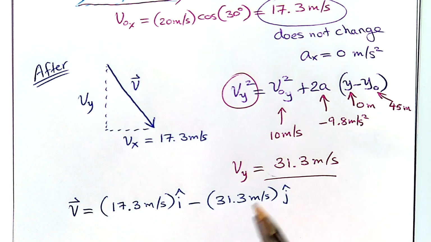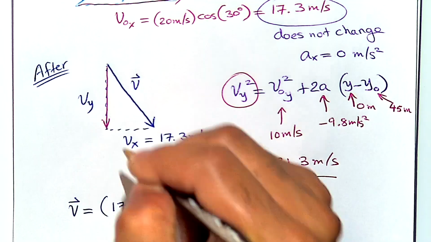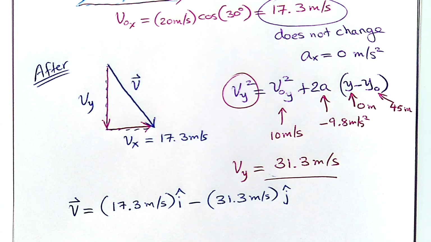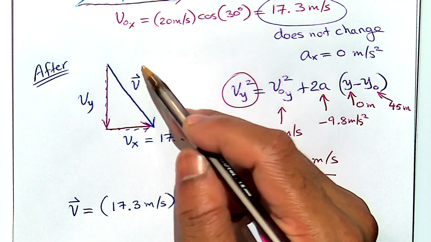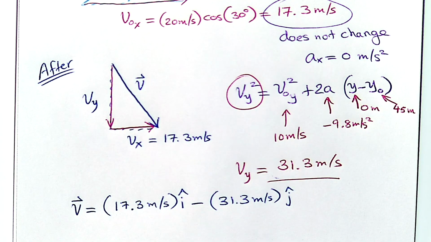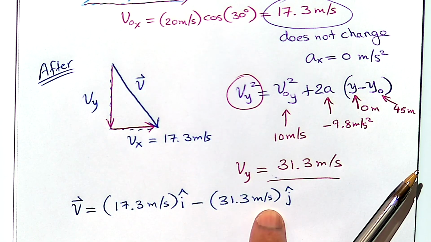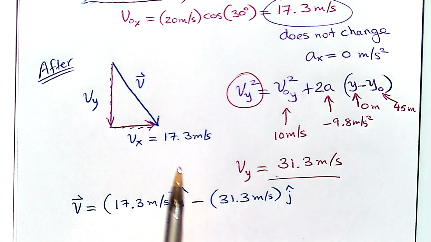This component should be negative, right? Because this vector is made out of this vector added to this vector. The velocity's y component is negative, and this velocity's x component is positive because it's pointing to the right. So the x component is positive, the y component is negative, and the vector velocity at the very end of all this is this.